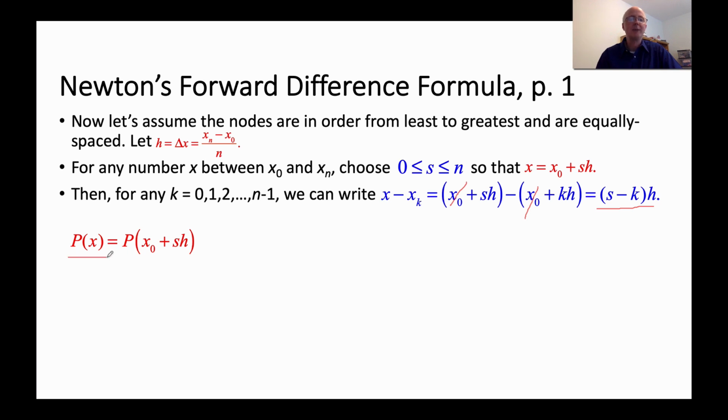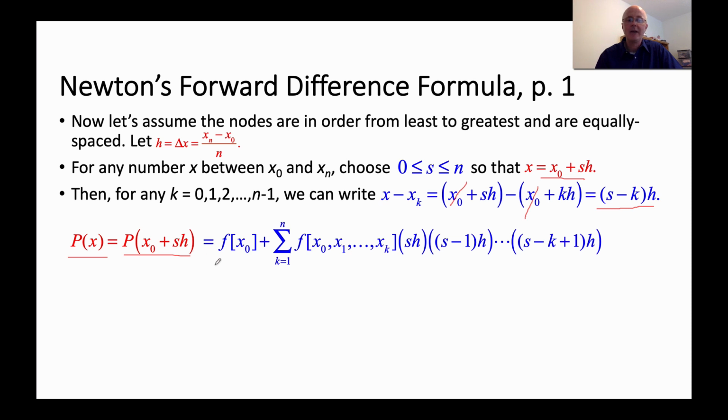So again, our goal is to approximate p of x. Well, x equals x0 plus sh, so we can write this. We want to now write the approximation in terms of s. Here again is the Newton form of the interpolating polynomial: f of x0 plus the summation of these divided differences. What are these things here? These are the different x minus x0, then x minus x1, then x minus x2, etc. This is x minus x0 here. Think about what I have here. When k is 0, I'd have s minus 0 times h, s times h. This thing here is x minus x1.